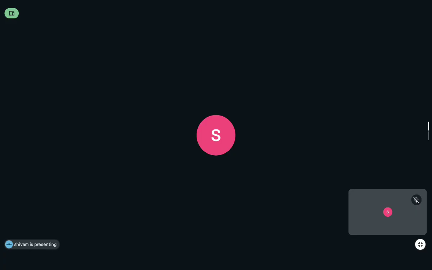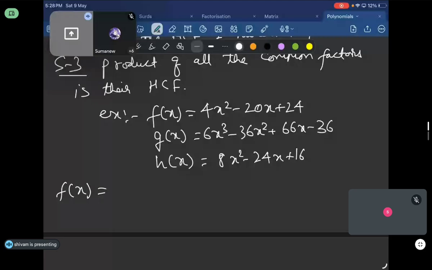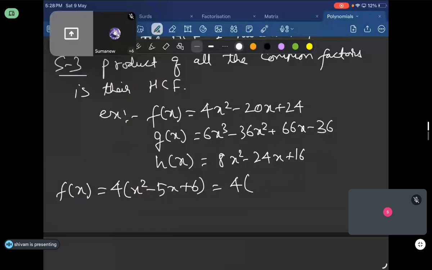So what is f of x? Let us factorize f of x first. You people can see 4 is common, isn't it? Take 4 common, you are going to get x square minus 5x plus 6. Let's factorize it. What are you getting after factorization? x minus 2 into x minus 3. So we'll get 4 into x minus 2 into x minus 3. If there's anyone having any doubt, you can ask me.